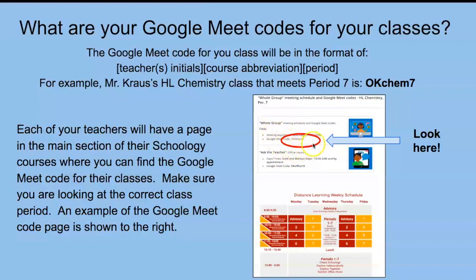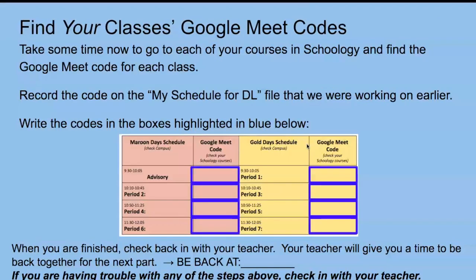But what you're going to be doing in a second here is looking up those codes for each of your classes, and we're going to return to the My Schedule for DL file that we were working on in Notability earlier, and for each of your classes you'll fill in the meeting code or the Google Meet code for that class. That way you have one spot that you can go to know when you're meeting, what class is meeting, and what the Meet code is for that class. So it's kind of like knowing what your class schedule is, knowing what room of the building you're meeting in, and knowing when to go there.